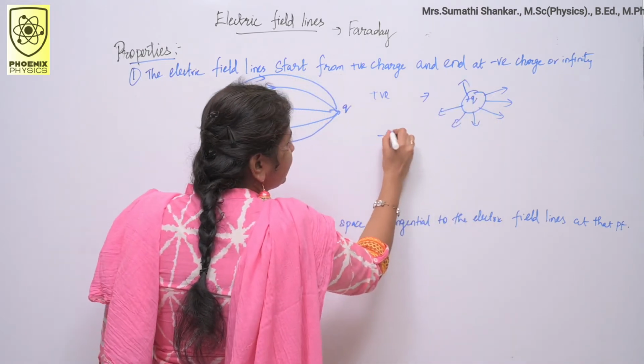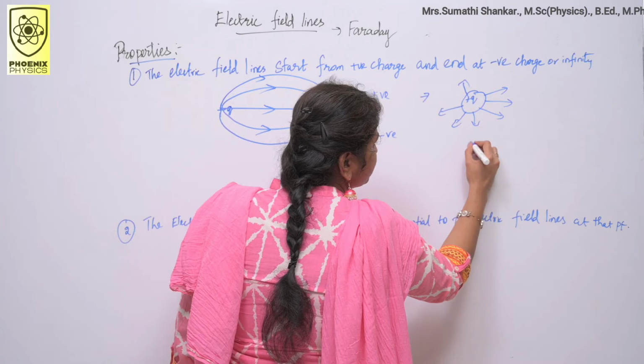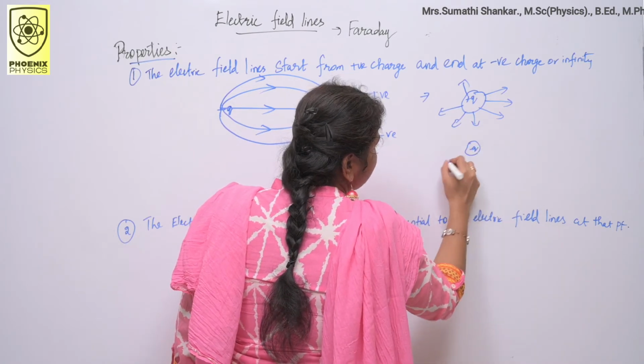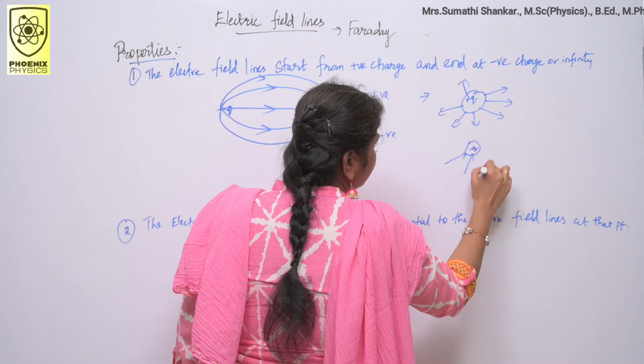Suppose for a negative charge, E points radially. What is E? E is nothing but electric field. So E points radially inward like this.